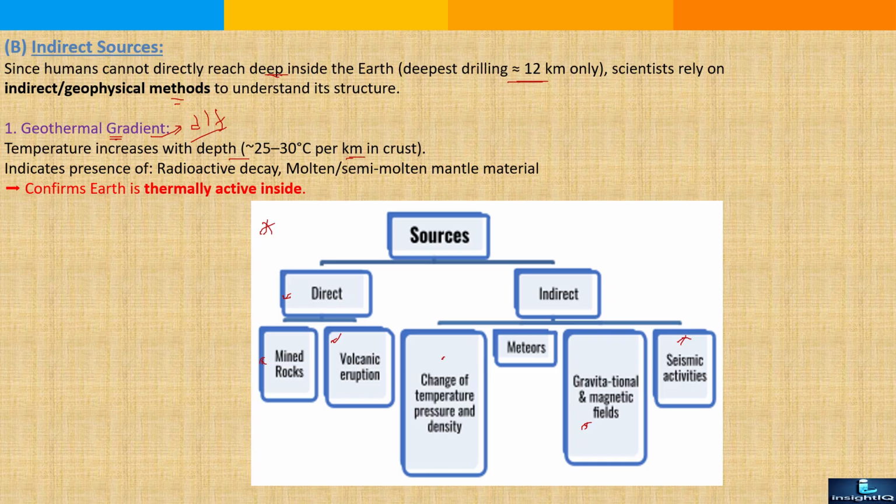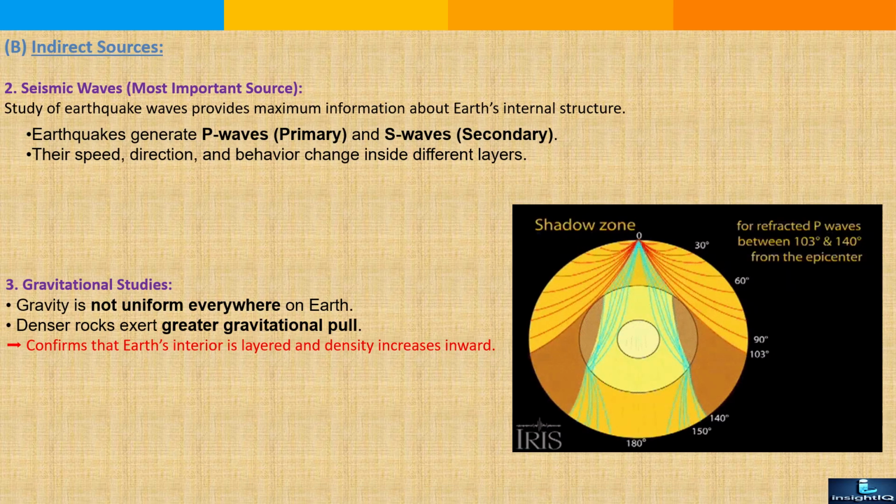Indicate presence of radioactive decay, molten, semi-molten materials. It also confirms that the inside of the earth is thermally active. Next one is seismic wave. The study of earthquake waves provides maximum information about the earth's internal structure.